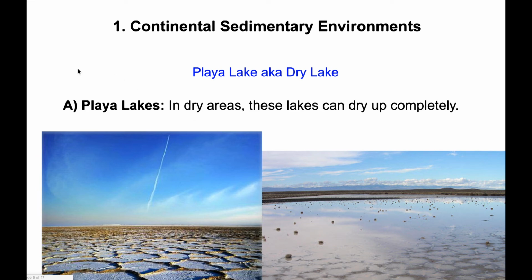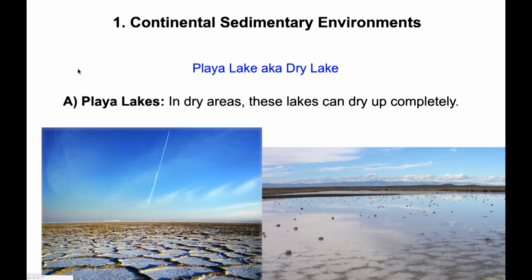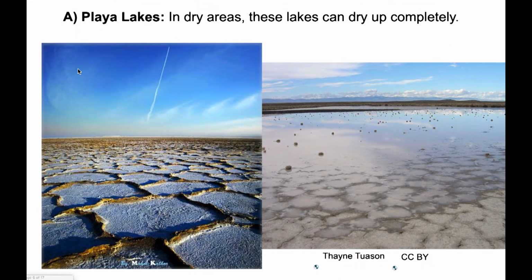First up are continental sedimentary environments. The first one is called a playa lake. They're usually in dry areas. These lakes will dry up completely. And so, just like we mentioned when we were talking about sedimentary structures, if we have a whole bunch of mud that dries up pretty quickly, it's going to form mud cracks. That's a pretty key feature in sedimentary rocks that used to be a playa lake.